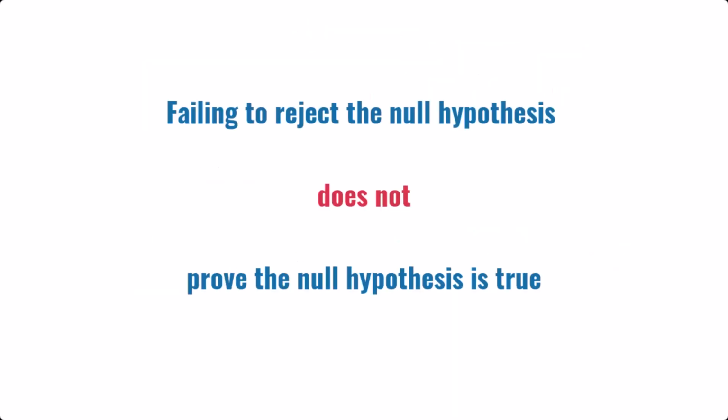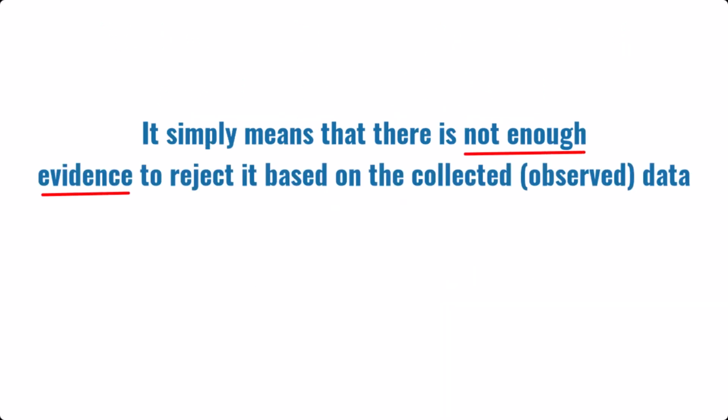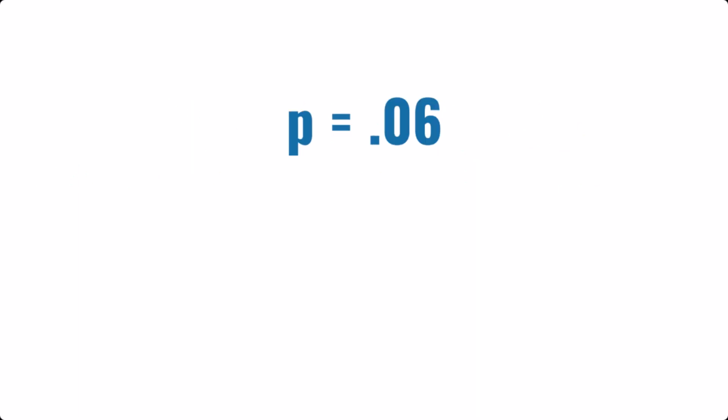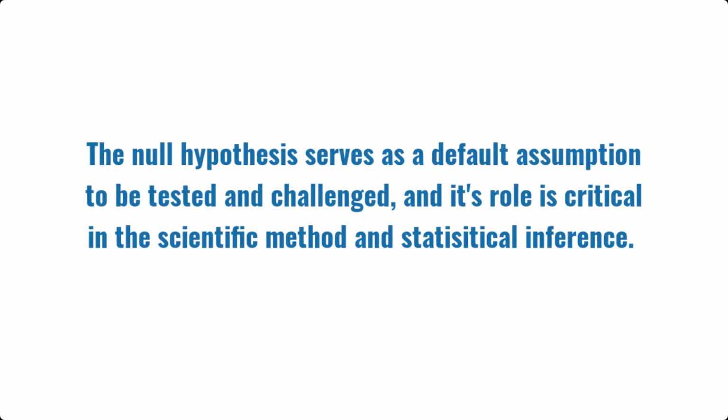It's important to note that failing to reject the null hypothesis does not prove the null hypothesis is true. It simply means that there's not enough evidence to reject it based on the collected data. So let's say you had a p-value of 0.06. It doesn't quite meet that standard of being less than 0.05. So in this case, we would accept the null and not reject it. And that would not provide enough evidence for our alternative hypothesis. The null serves as a default assumption to be tested and challenged, and its role is critical in the scientific method and statistical inference.